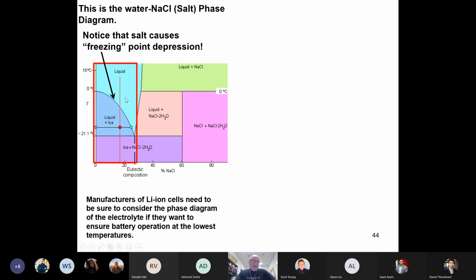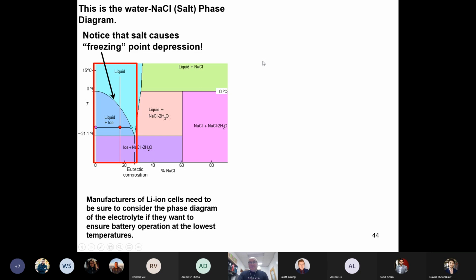But the point of this is this type of phase diagram has a liquidus line, and then another line here called the solidus line. So once you move down through the solidus line, everything becomes a solid. And in this case, you would have a mixture of ice and this phase over here called sodium chloride·2H2O, also solid. So this is the liquidus line, and this is the solidus line.